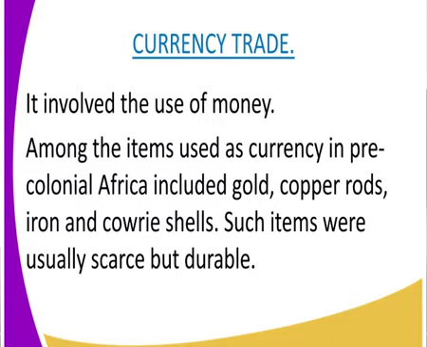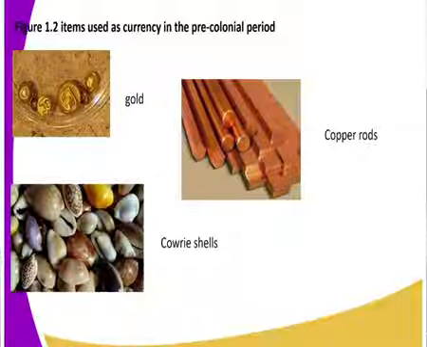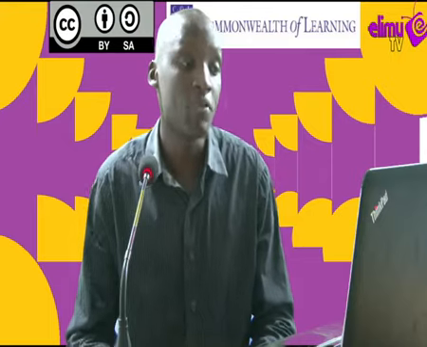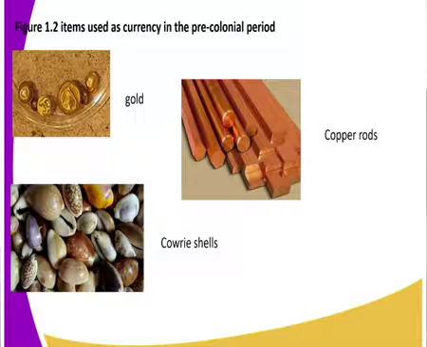But we must note that during the pre-colonial period, we didn't have money. Now what are some of the items that were used as currency during the pre-colonial period? They included gold, copper, iron, and cowrie shells. Some of those items were durable and scarce, and we must note that they were highly valued. From our image, we can see gold, which was very precious and regarded in society. We had copper rods and cowrie shells.